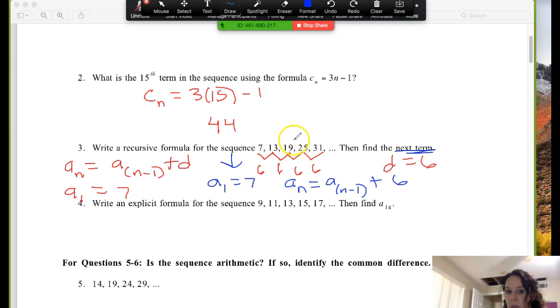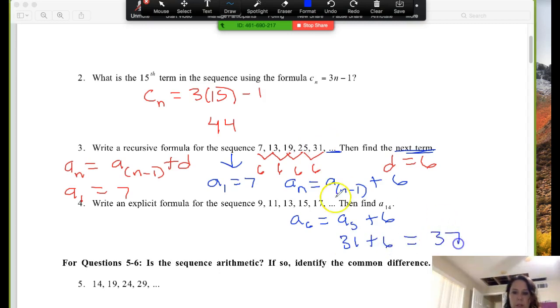So this is 1, 2, 3, 4, 5. I want to find the 6th term. So the 6th term will equal the 6 minus 1, the 5th term, plus 6. Well, this is my 5th term, so 31 plus 6, which is 37. So here is my recursive formula.